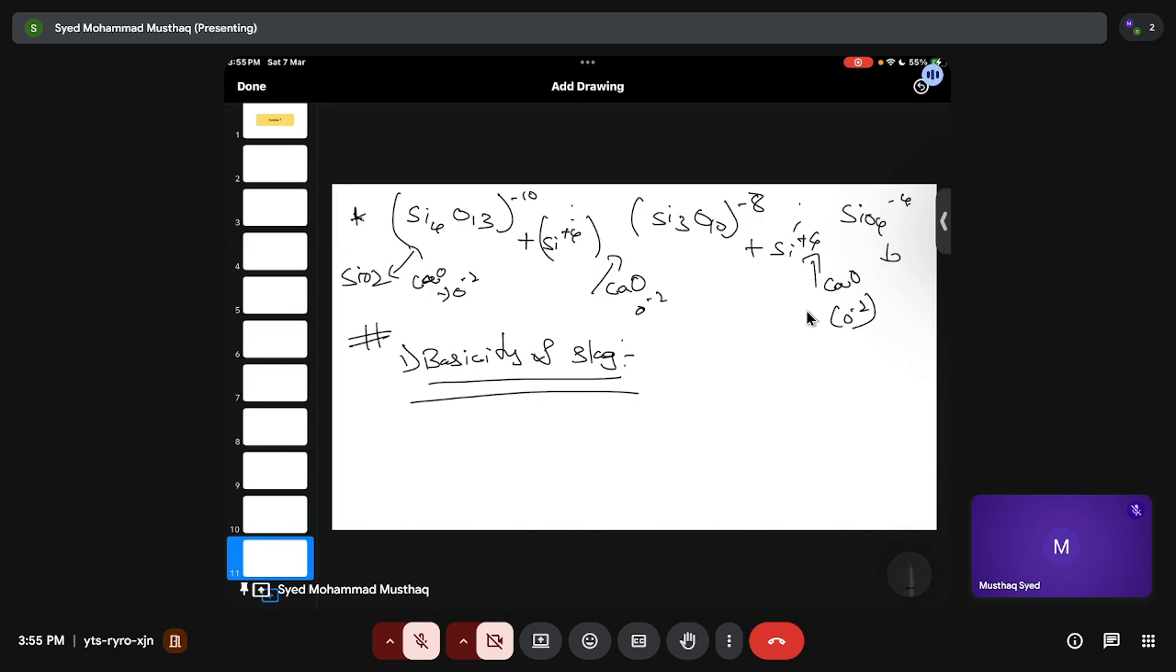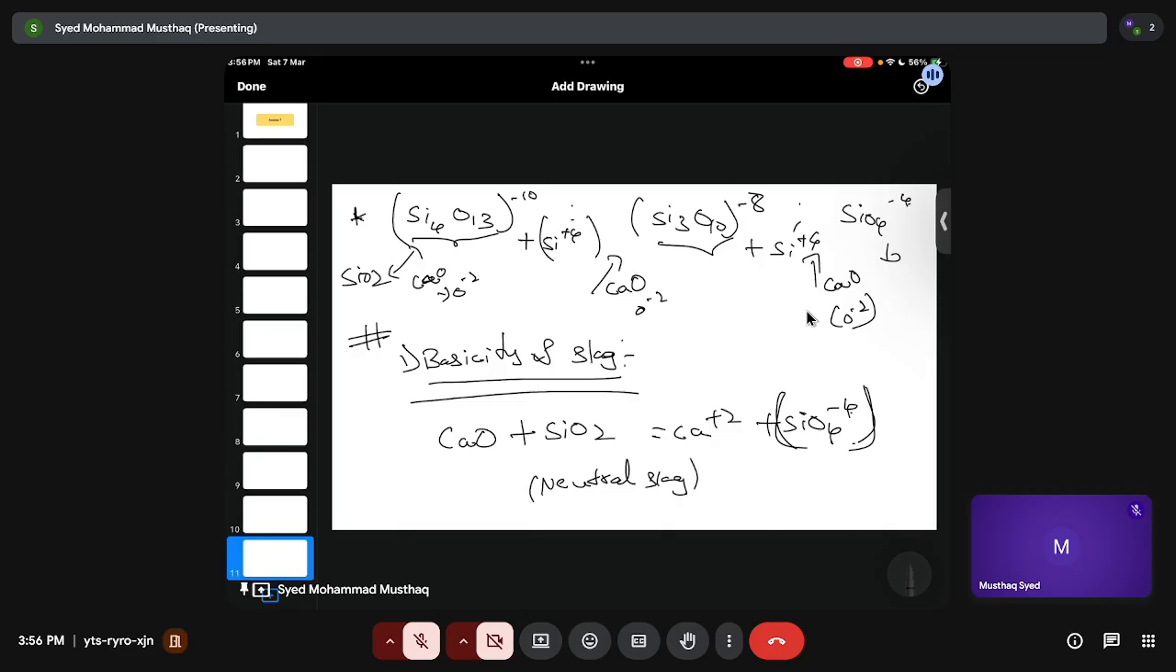Now when you add enough calcium oxide such that everything gets converted, you will only find this type of silica. You will not find any complex silicates like Si3, Si4. That means the complete breakage of chains will happen, and this slag is called a neutral slag. Why? Because you are totally breaking the chain, so whatever oxygen is there is being absorbed by silica, SiO2. That's why you have a neutral slag.